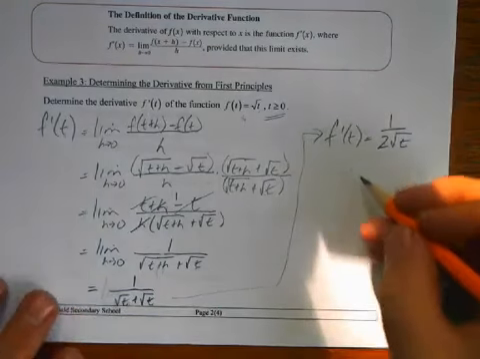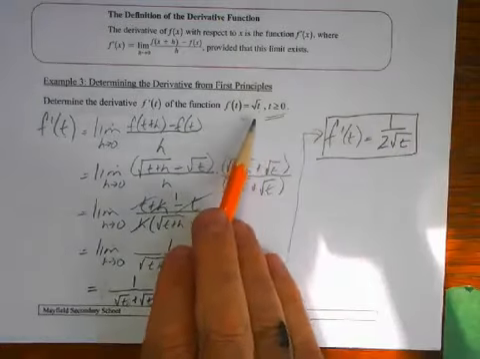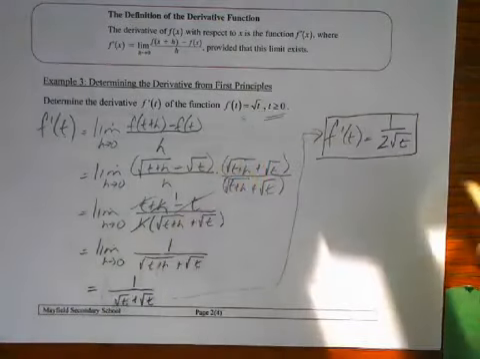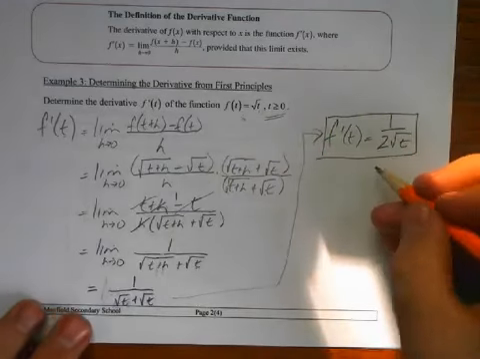We still have to be careful, because that restriction on t that we had for the function f also applies to the derivative. So I should include t greater than or equal to 0.